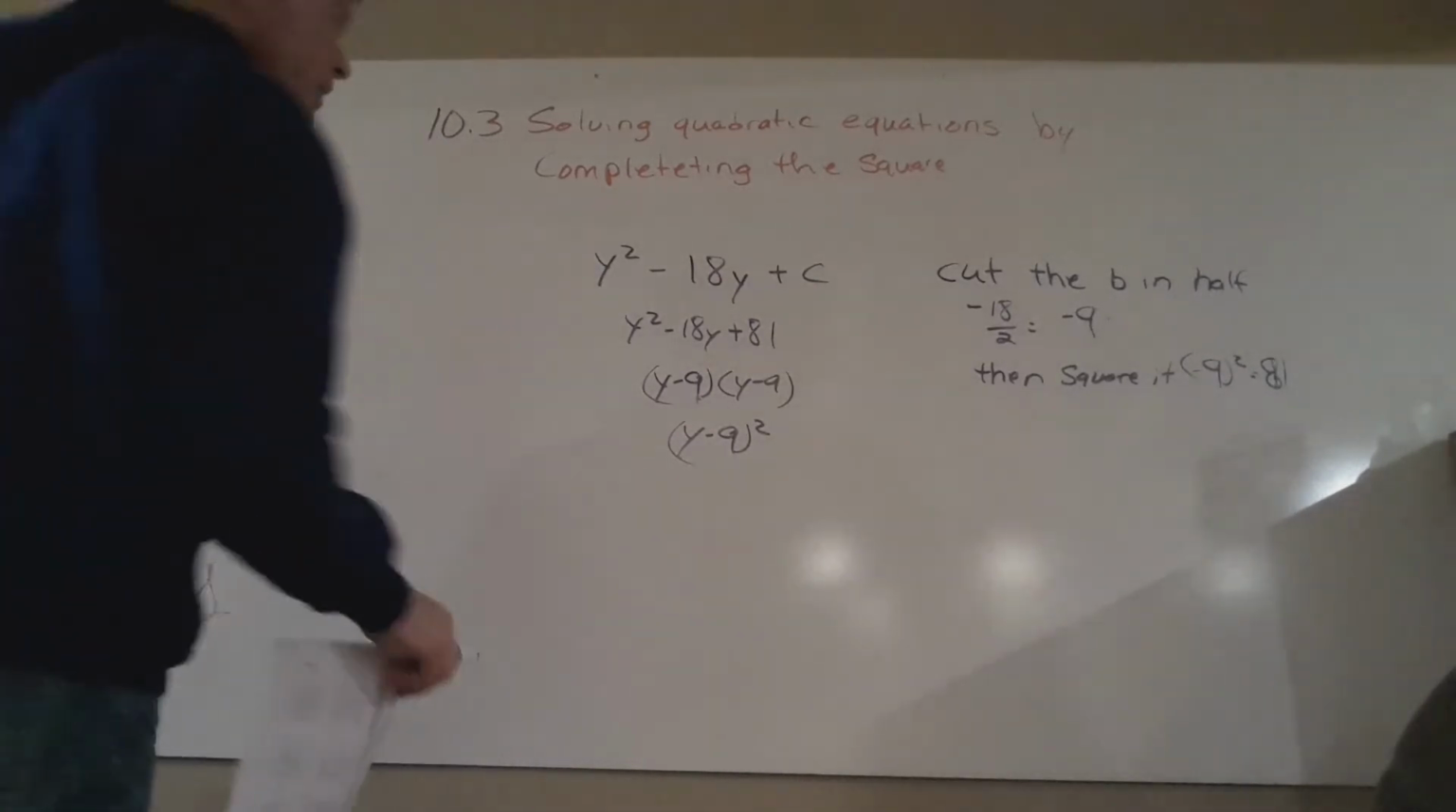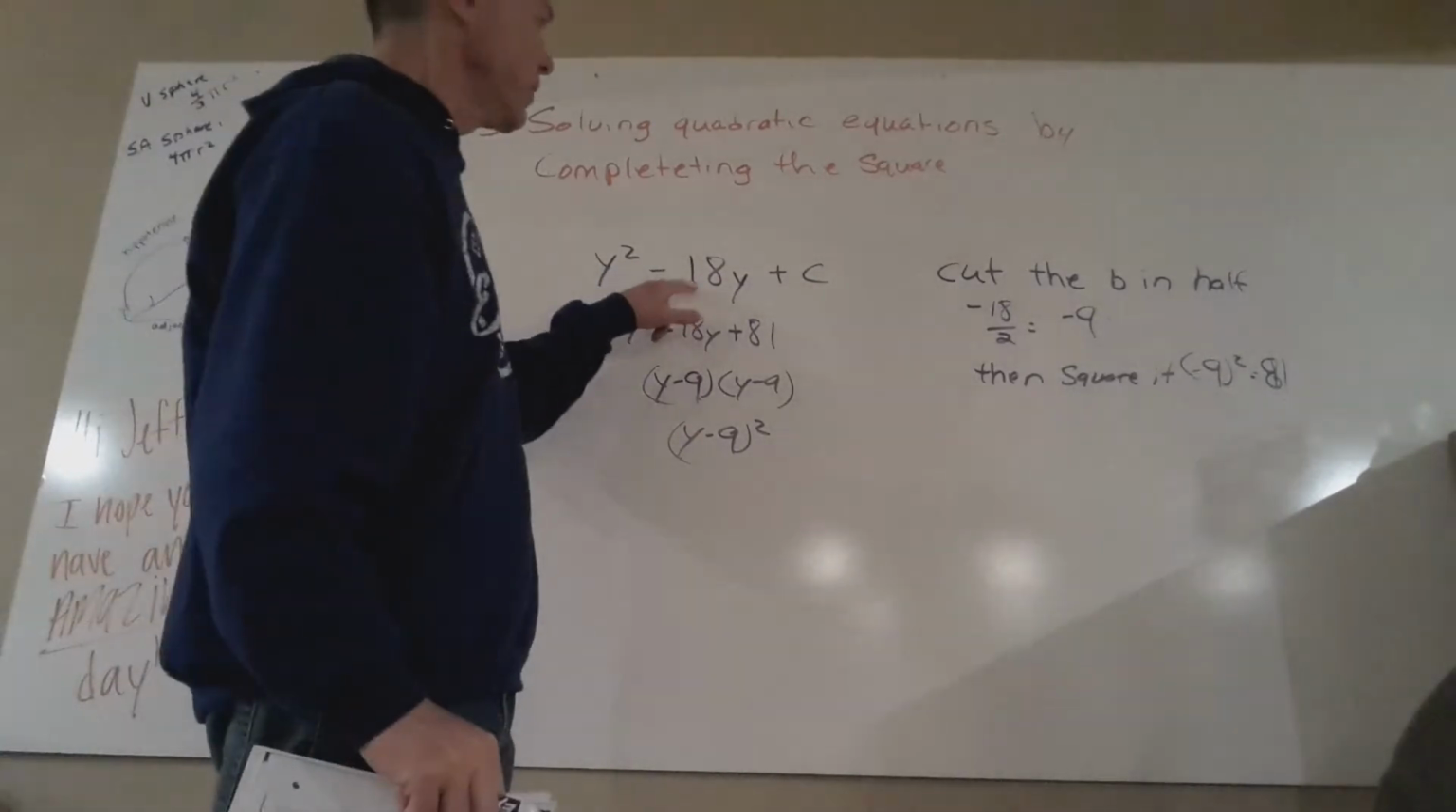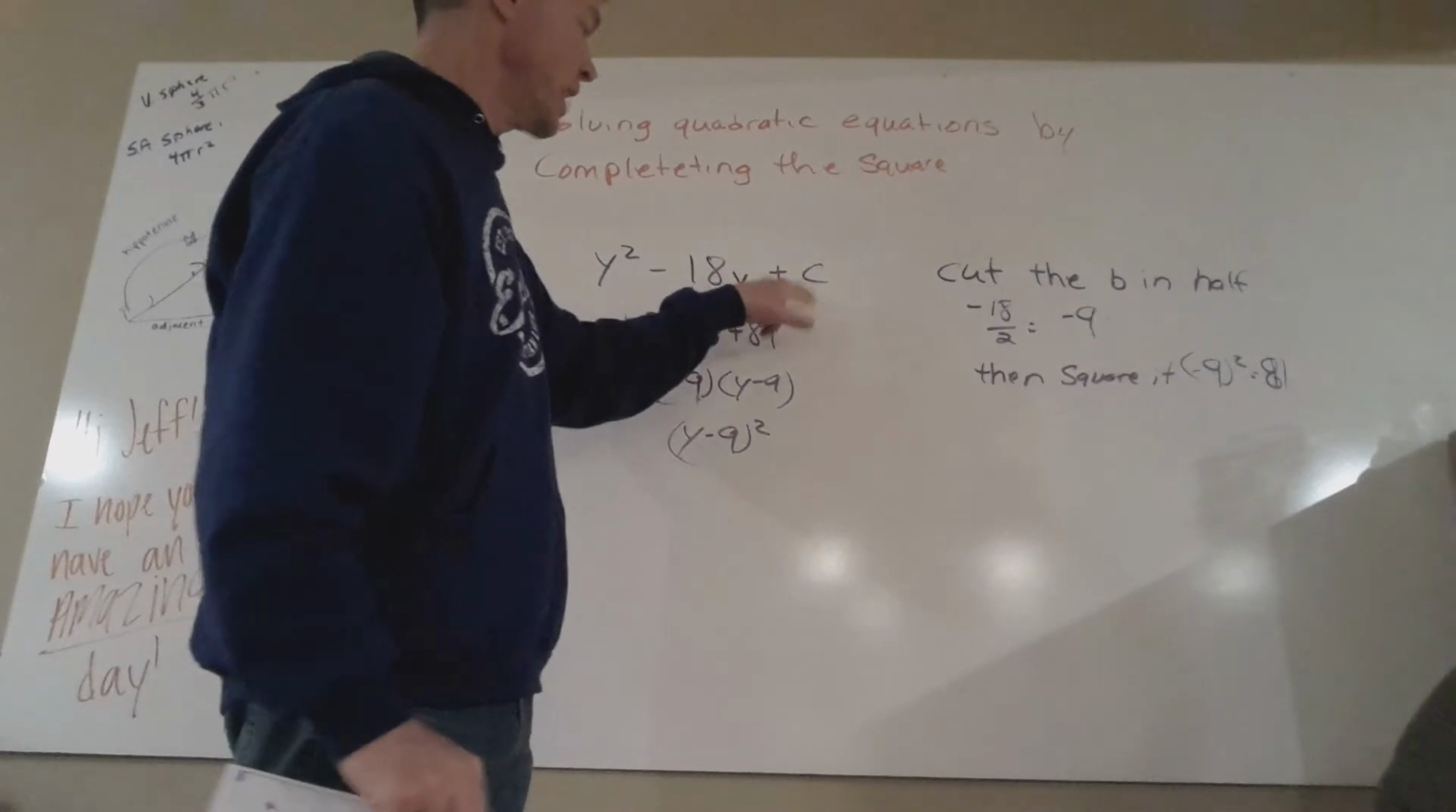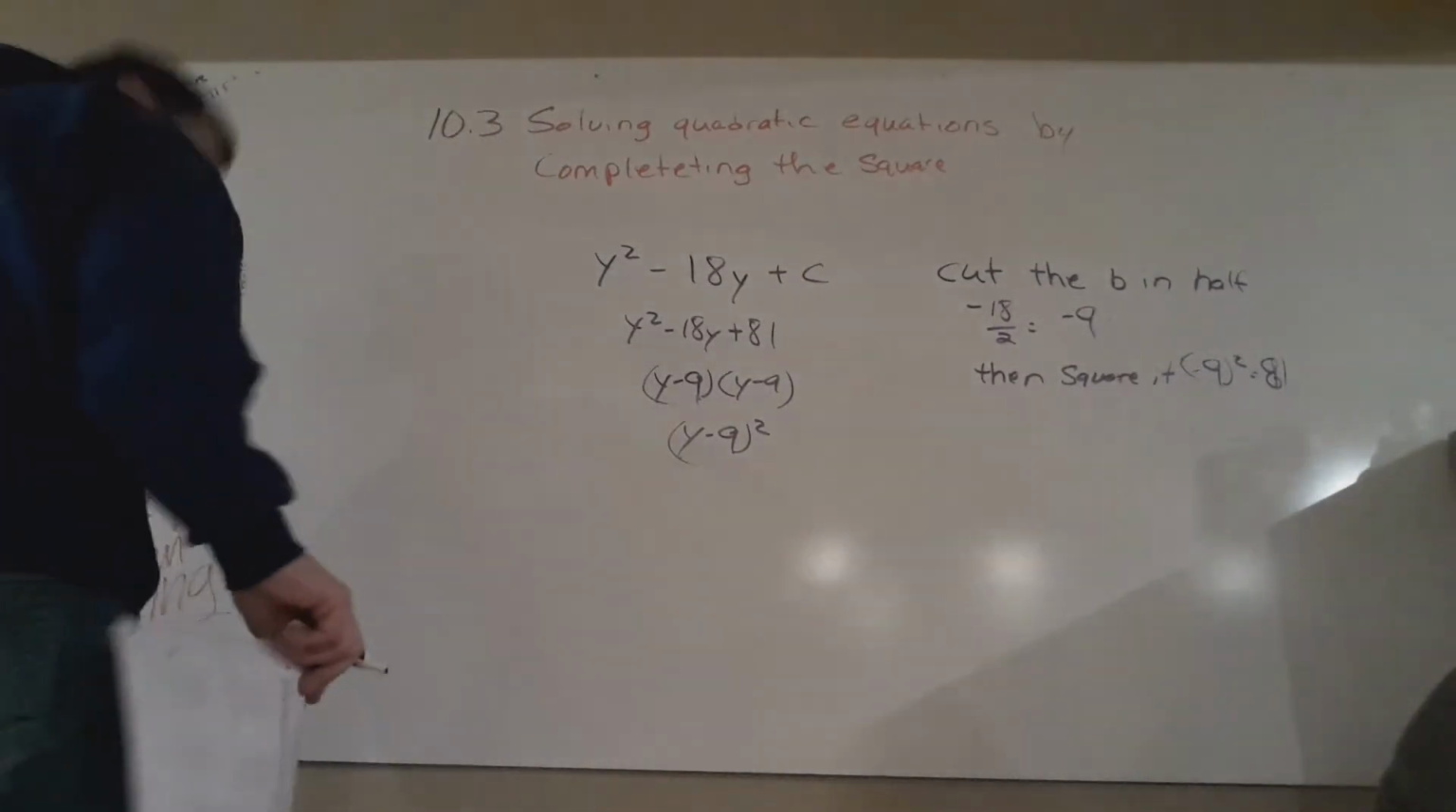All right, pretty simple. Cut the b in half and square it, and that's what you want your c to be, so you have a perfect square trinomial.